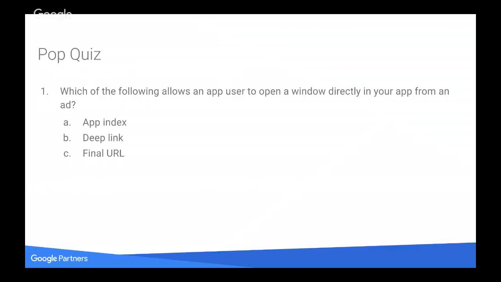So first off, which of the following allows an app to open a window directly in your app from an ad? Is it an app index, a deep link, or a final URL? I hope all of you have gotten that, but the answer here is a deep link. A deep link is something like a customizable URL, which essentially means that you can direct a user to a particular section of your app, as opposed to them having to navigate through the entire app and find the page that they're looking for.